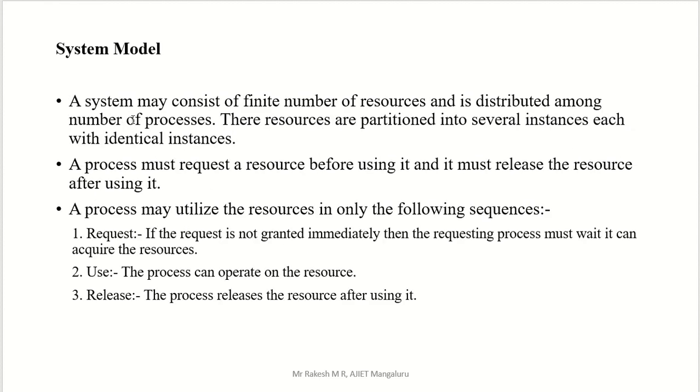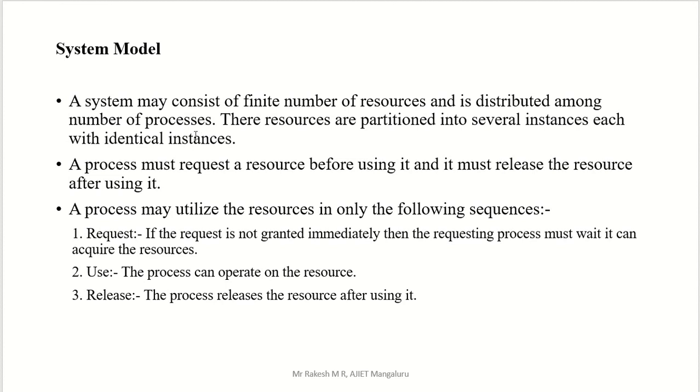System model concept in the deadlock. A system may consist of a finite number of resources distributed among a number of processes. The resources are partitioned into several instances, each with identical instances. What do you mean by instance? Consider a printer is a resource. If the number of printers is 10, then that resource contains 10 instances. Consider another one, scanner is a resource. We have 10 scanners, that means a scanner with 10 instances.